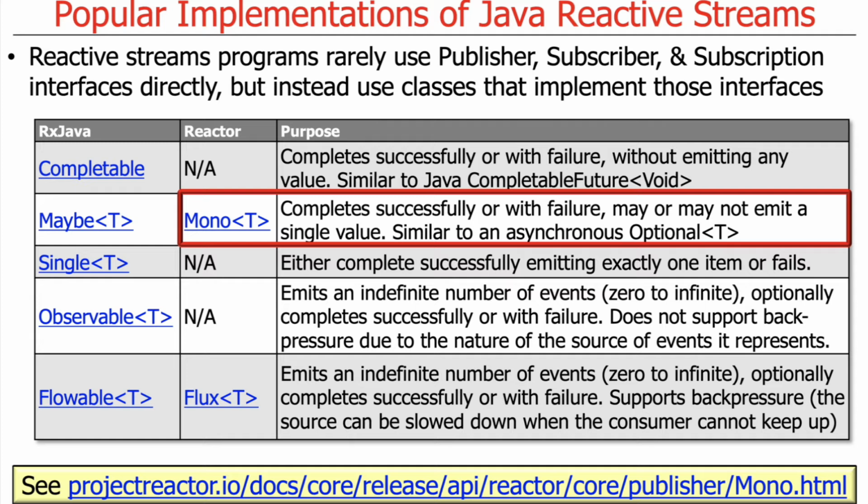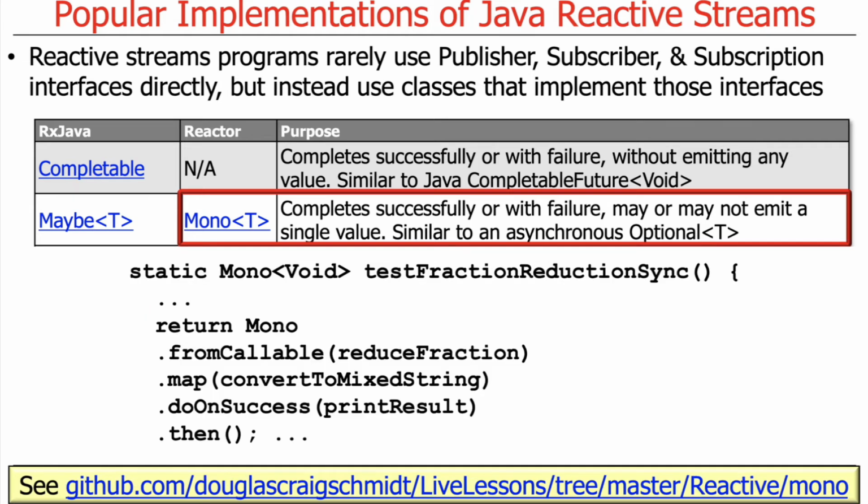And so it's very similar to an asynchronous optional, or very much like a completable future. In fact, the implementation that you're doing right now for your program assignment number 3, where we're doing the completable futures variant of this, the completable futures could almost be replaced one-to-one with monos, and you'd get almost exactly the same implementation. And here's a very simple example.